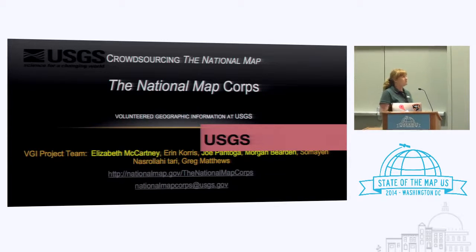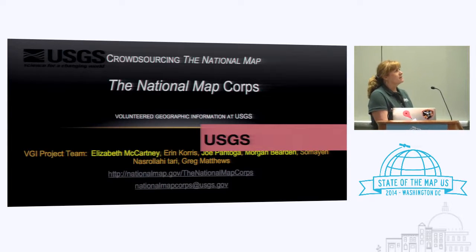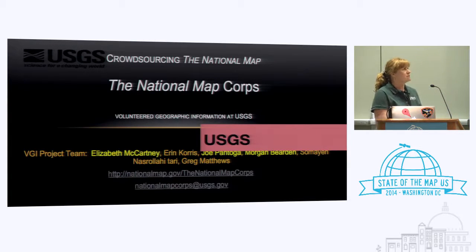I'm happy to see that we have such a good group, starting to get a little bit later in the afternoon. The National Map Corps has been around for just a couple of years, but VGI has been around the USGS for quite a while, in fact, since about 1994. We have a small team, and so as we start talking about the resources, that's one of the things that is driving our use of OpenStreetMap infrastructure.